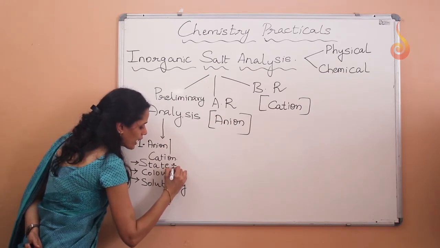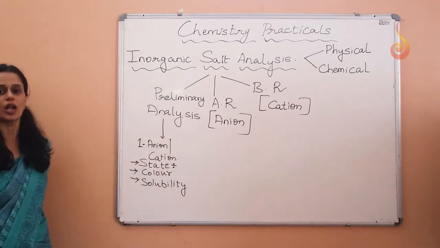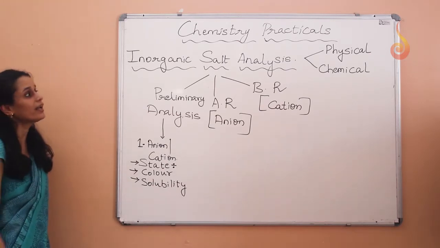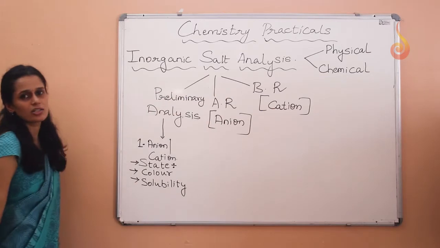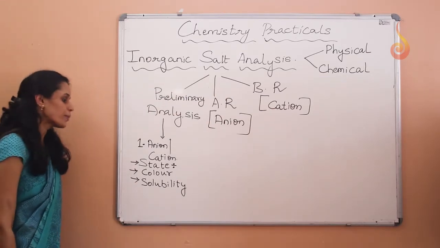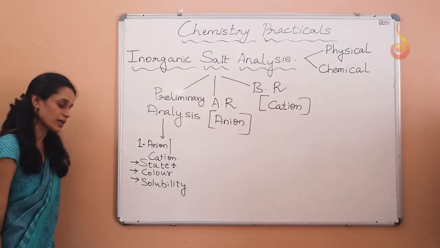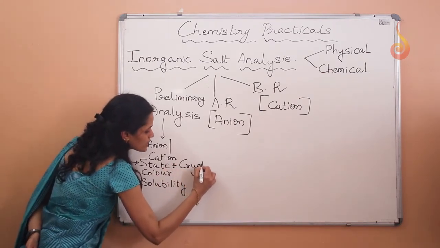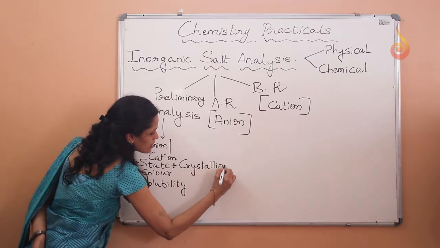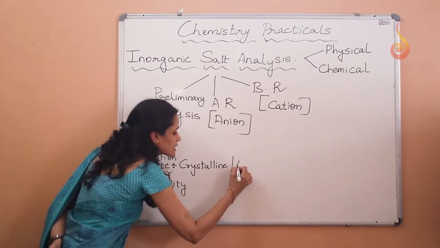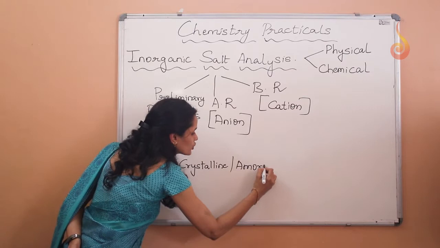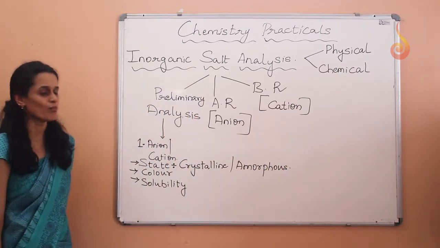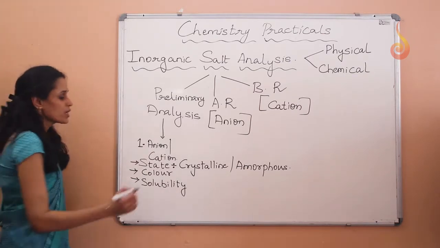We know that a compound can be in a solid, liquid or gaseous state. But right now we are dealing with inorganic salt, so obviously it will be in solid state. But in case of solid state, we have 2 different types: one is crystalline, and the other is amorphous. What are the crystalline and amorphous states of this salt?